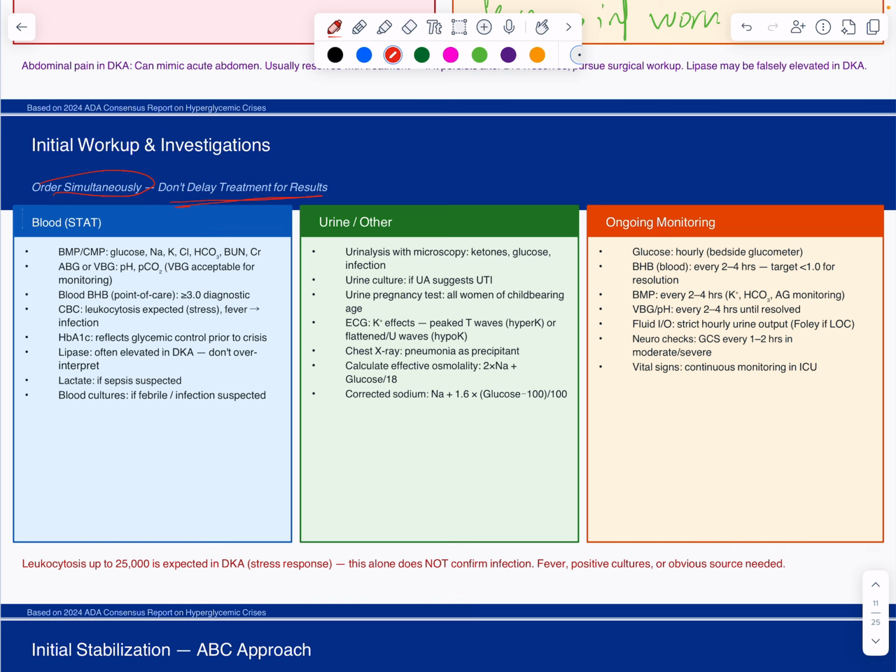So initially, just to classify or have some organization for the workup, there is some workup in the blood, some workup in the urine, and some other workup and investigations and how to monitor these patients after starting the treatment. So of course, we'll need BMP or CMP to look at the glucose, the different electrolytes, the kidney function.